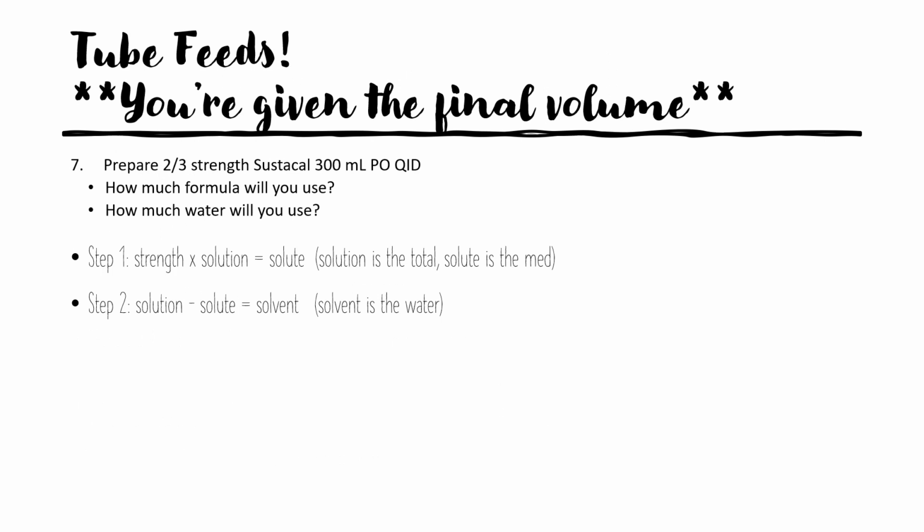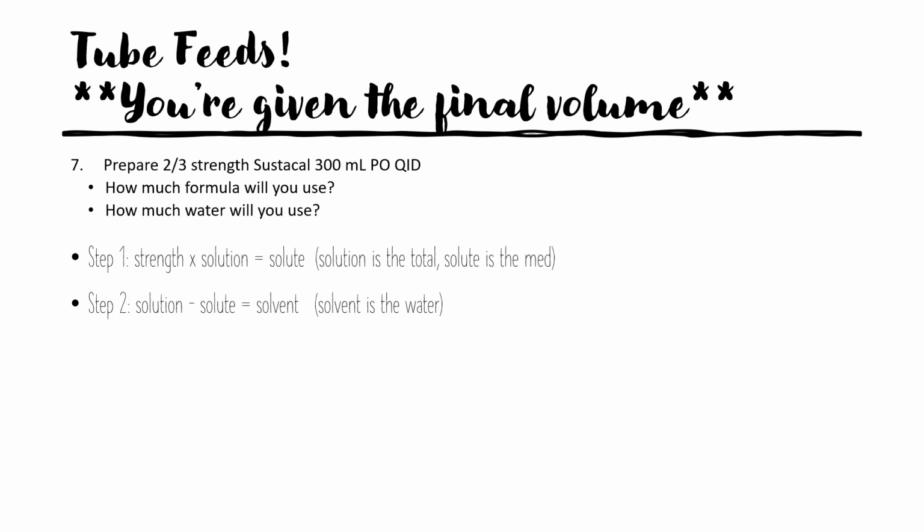Next, we're going to go on to tube feeds. So there are 2 different types of tube feeds that I'm going to talk about. One of them is where you are given the final volume. We're going to start with that first, and then the second one we're going to talk about, you have to find the final volume. So if you are given the final volume, I want you to look at these and note how the question is set up so that you can tell whether you have the final volume or whether you need to find it.